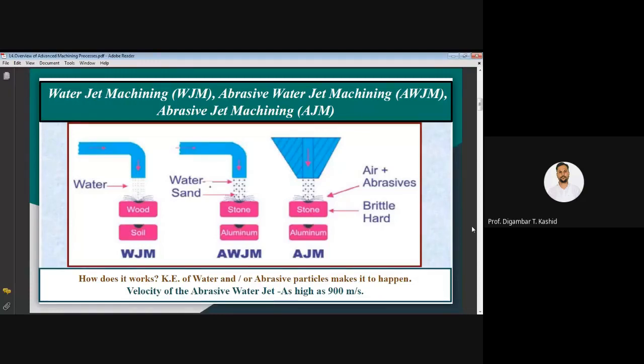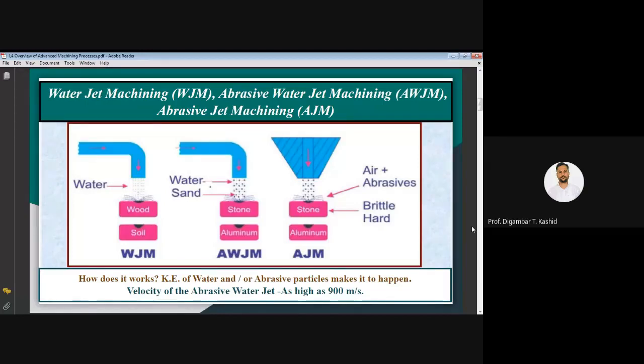Now abrasive water jet machining is what you have seen here. What we have done is we have taken the water, and in that water stream we have added the sand particles. Now those sand particles you can consider the abrasives. So abrasive plus water jet machining process is called abrasive water jet machining. Okay, simply.